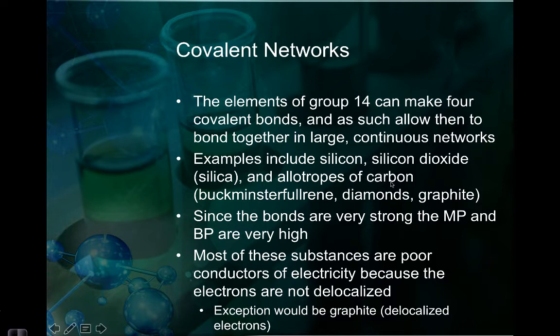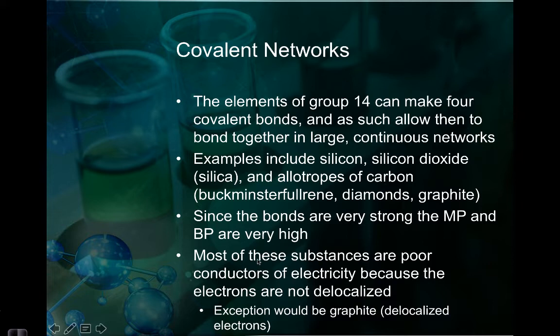With carbon, there's a lot of different allotropes, and an allotrope is where you've got the same substance making up that compound, but it's a completely different structure. So that would be like diamonds and graphite, and then there's charcoal. Now, because of this network and the fact that the bonds are strong, the melting and boiling points are going to be very high.